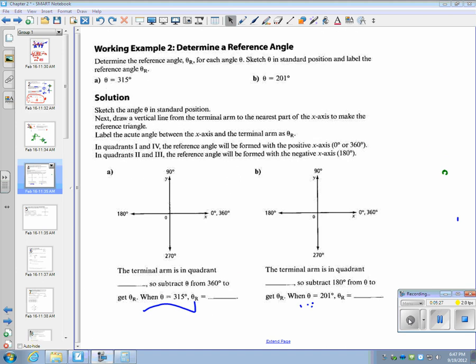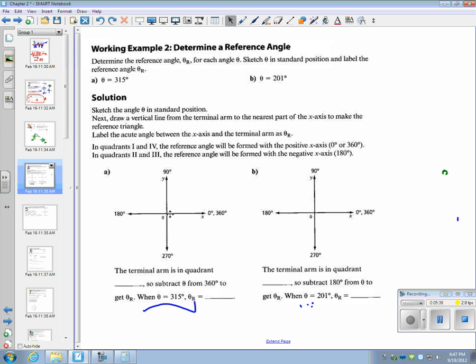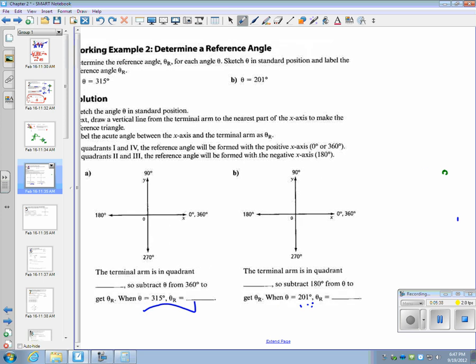I just want to do a couple examples with you. Determine the reference angle for each angle. Sketch it in standard position and label the reference. So standard position means we're going to start right here.